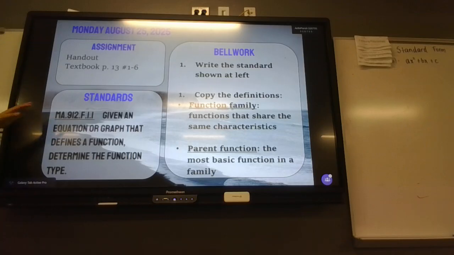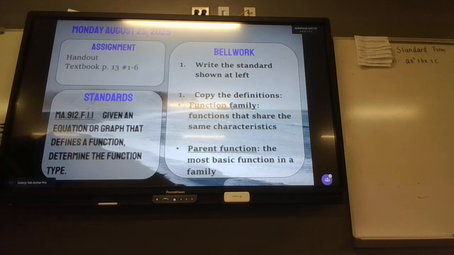So number one in Bellwork was to write this standard. Number two is the definition of function family: functions that share the same characteristics. There's lots of different function families: cubic functions, rational functions, square root functions, quadratic functions.